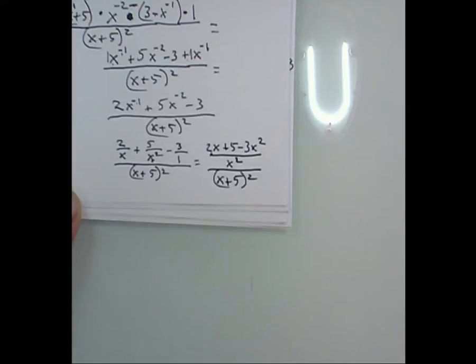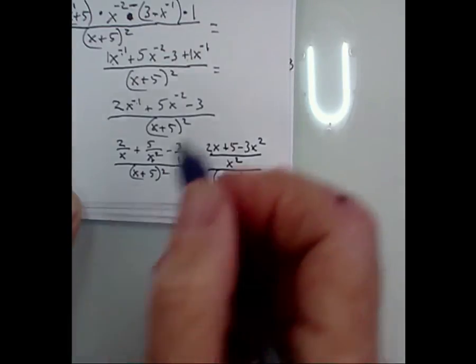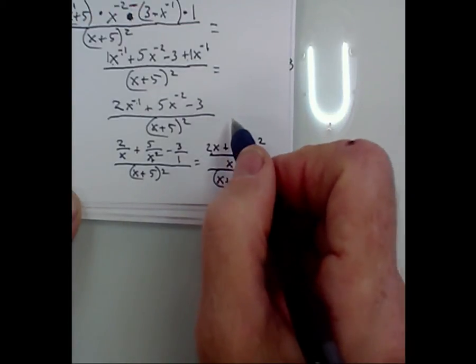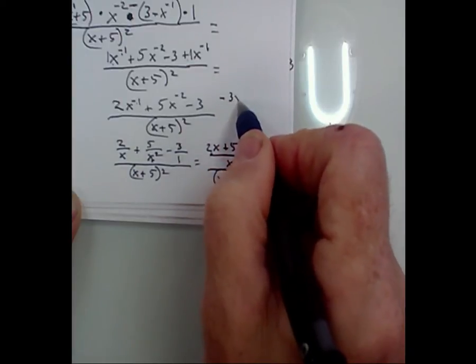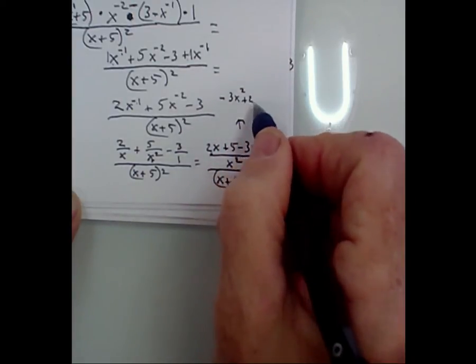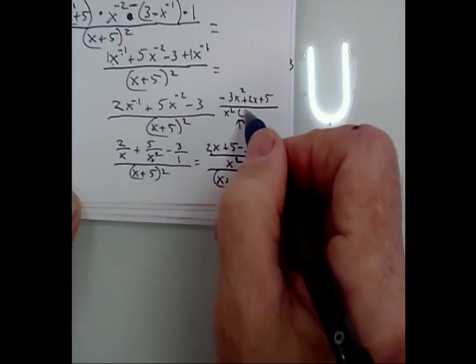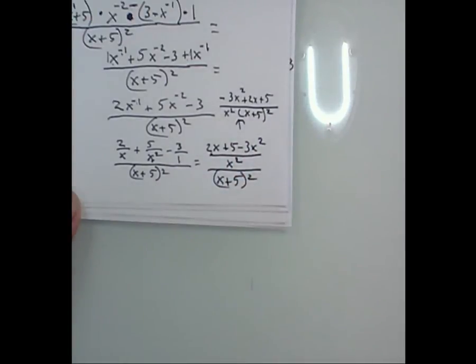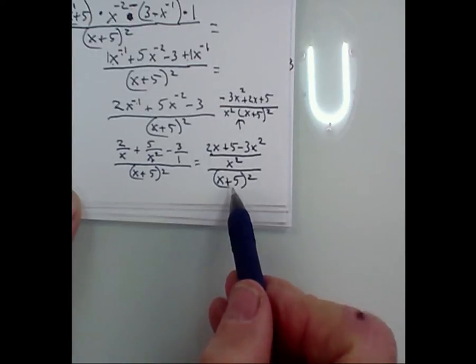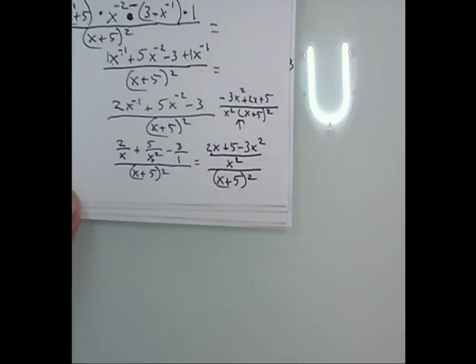Can I make that jump without losing everybody? So my final answer is this. A negative 3x squared plus 2x plus 5 over x squared times x plus 5 squared. Because I'm multiplying by the reciprocal, 1 over x plus 5 squared. Okay.